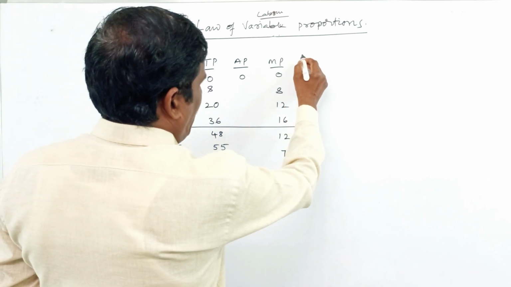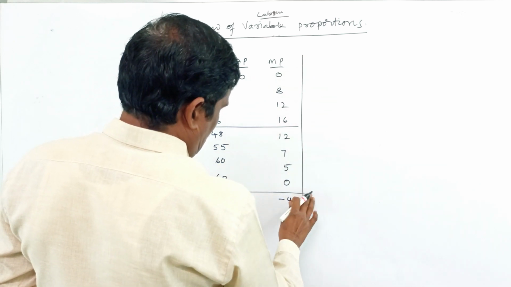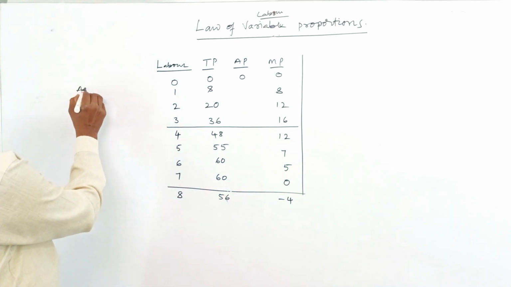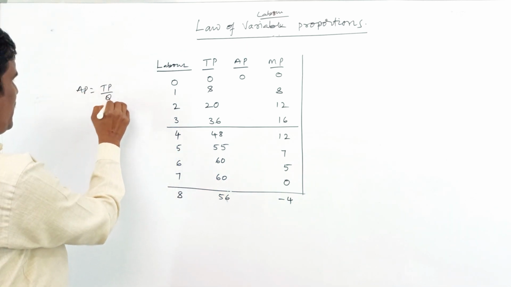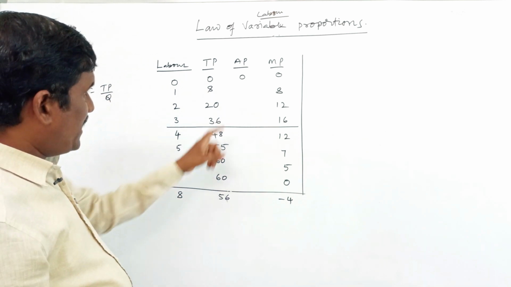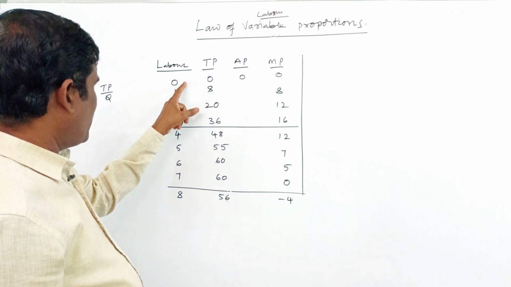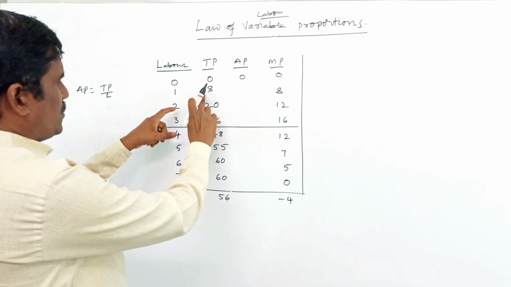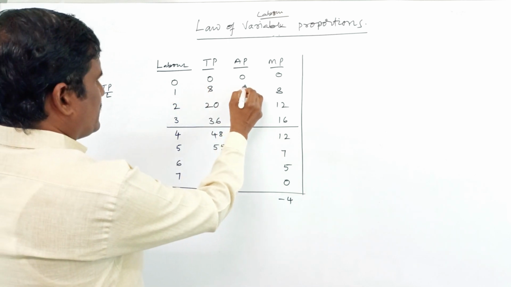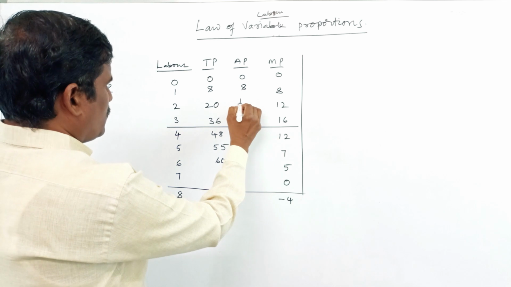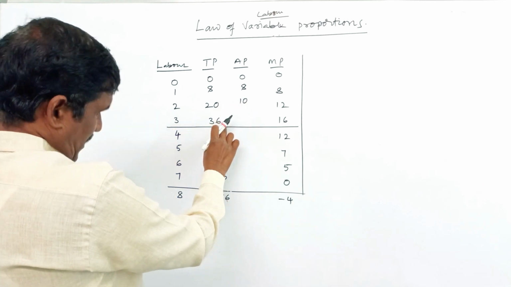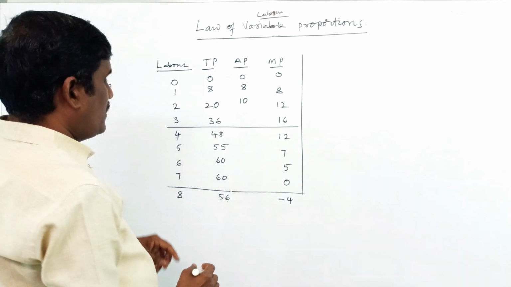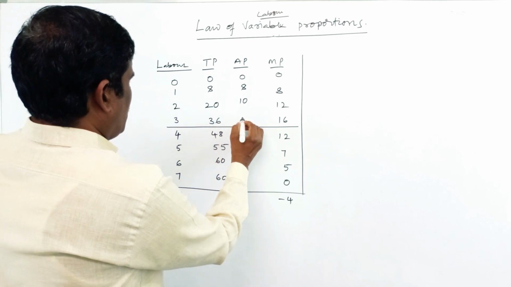Average production, how can we obtain the average production? Here AP is equal to TP by Q. AP is the TP divided by Q. Q means labor, so that's why L. 8 divided by 1, 8. 20 divided by 2, 10. 36 divided by 3, 12. Next, 48 divided by 4, 12.